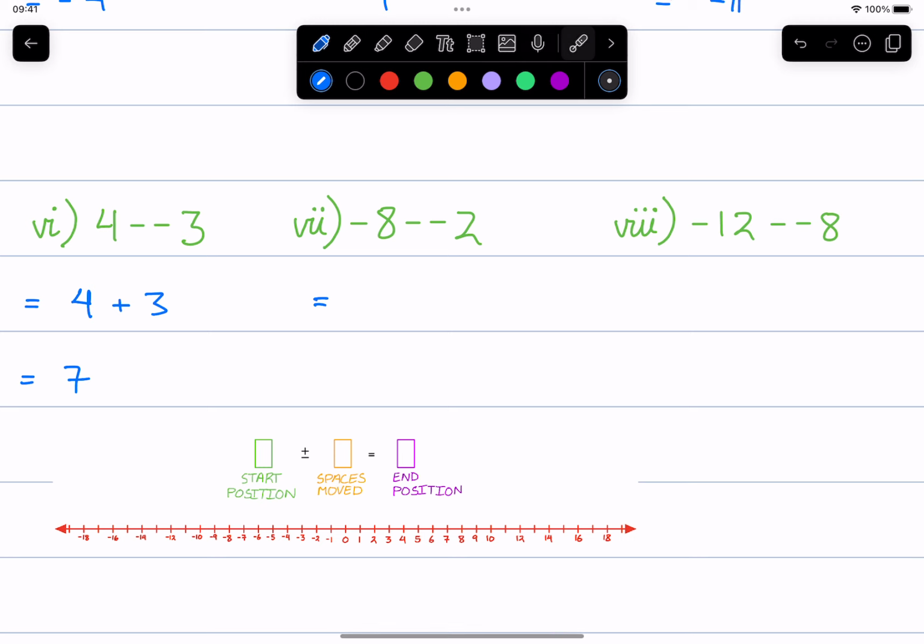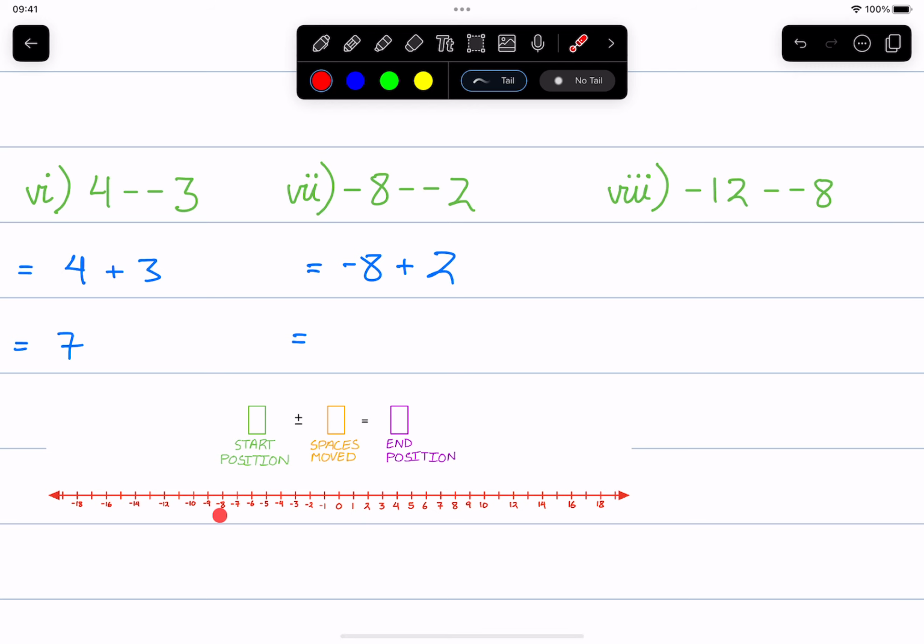Now remember, it's just the 2 minus symbols touching. Those 2 become plus, and the negative 8 stays as negative, and the 2 stays as it is. It's just those symbols in the middle. So negative 8 plus 2, negative 8, 2 spaces to the right, 1, 2. We finish on negative 6.